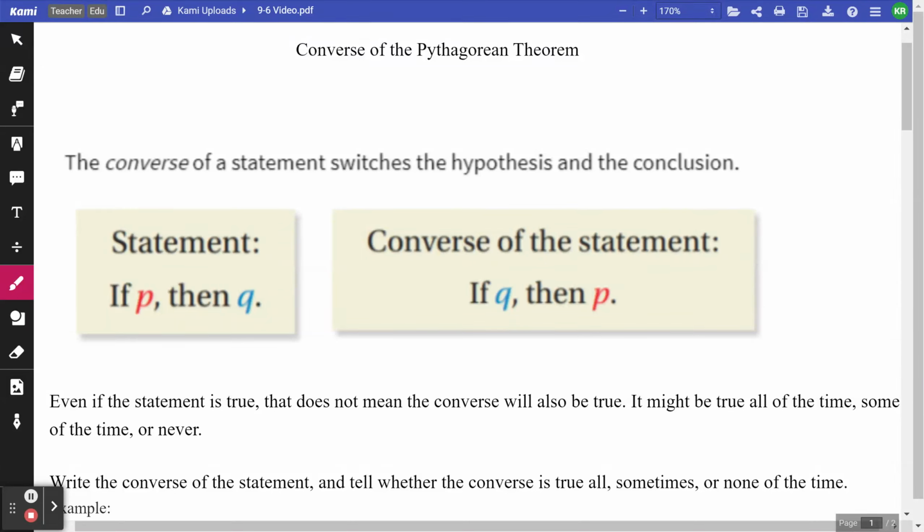So this will go with 9-6 for 8th grade. We're talking about the converse of the Pythagorean theorem. So please take a minute to copy the notes.